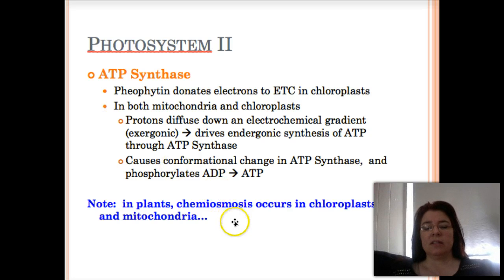Now, something important to note down here on the bottom of the slide is that plants have a lot going on in terms of the fact that they perform both cellular respiration in their mitochondria and they perform photosynthesis inside their chloroplasts. So chemiosmosis, the use of a proton motive force to produce ATP, is occurring both in the mitochondria and in the chloroplast in plants.